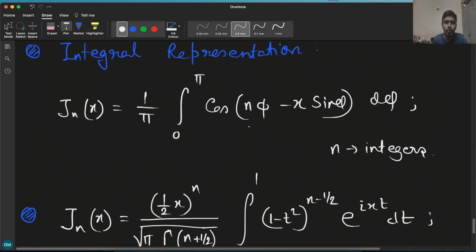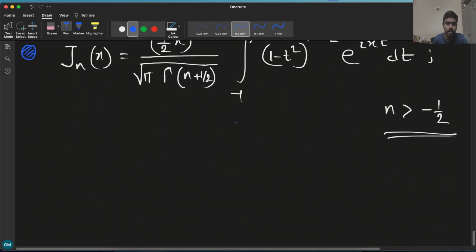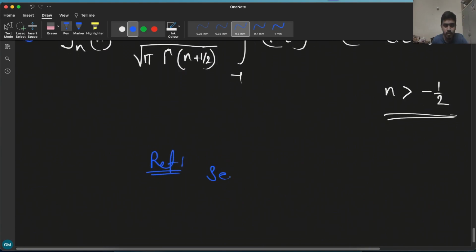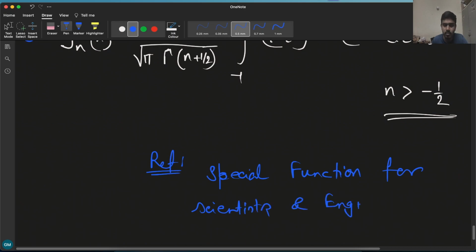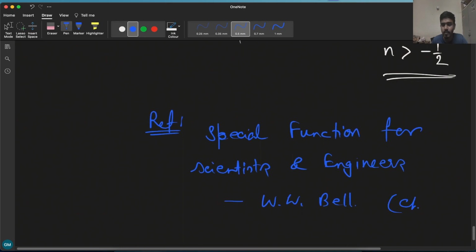If you want the proof that these are really other methods of generating these Bessel functions, then the reference is Special Functions for Scientists and Engineers by W. Bell, chapter 4.